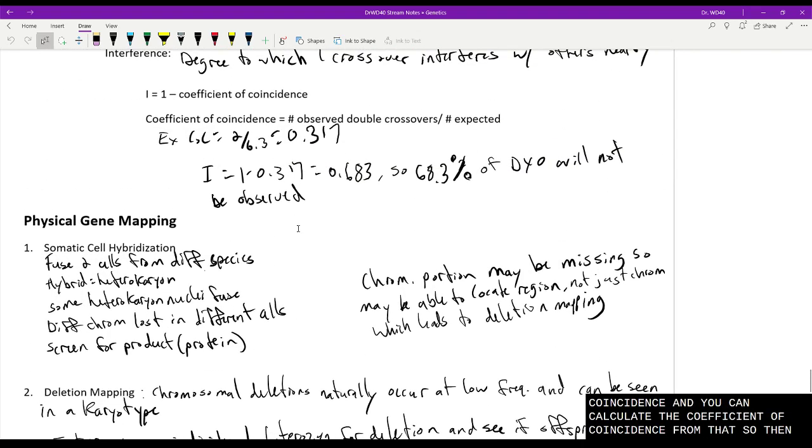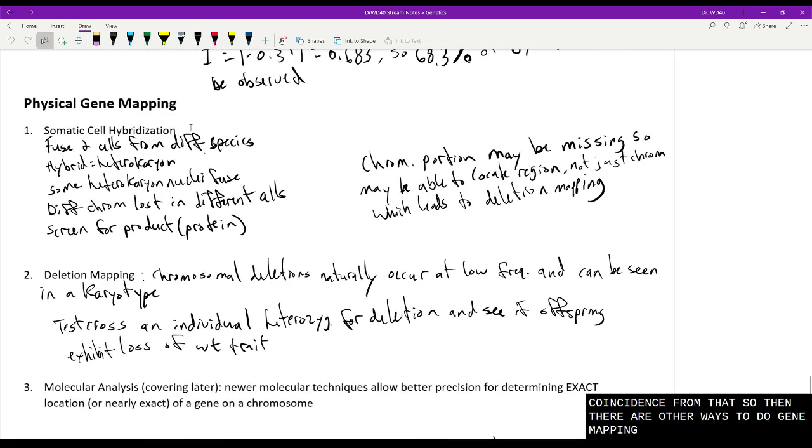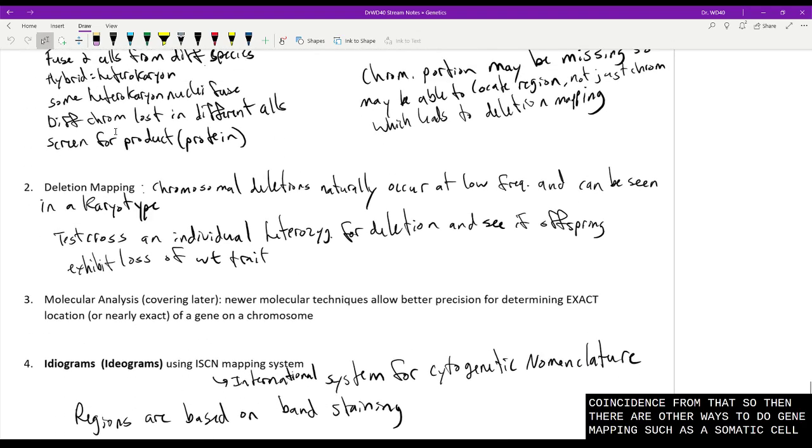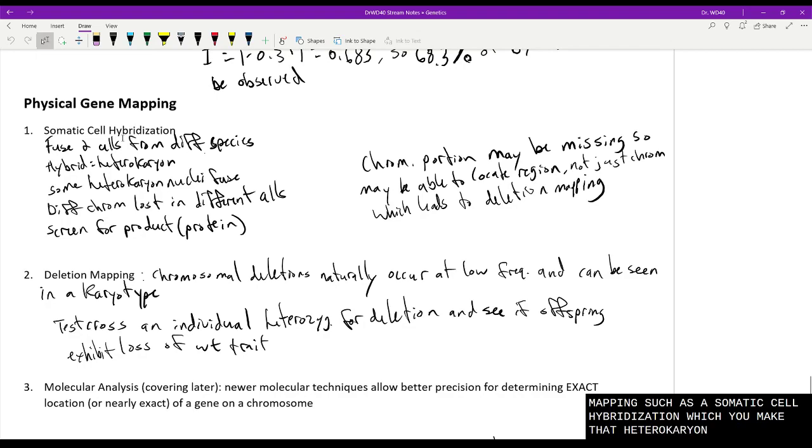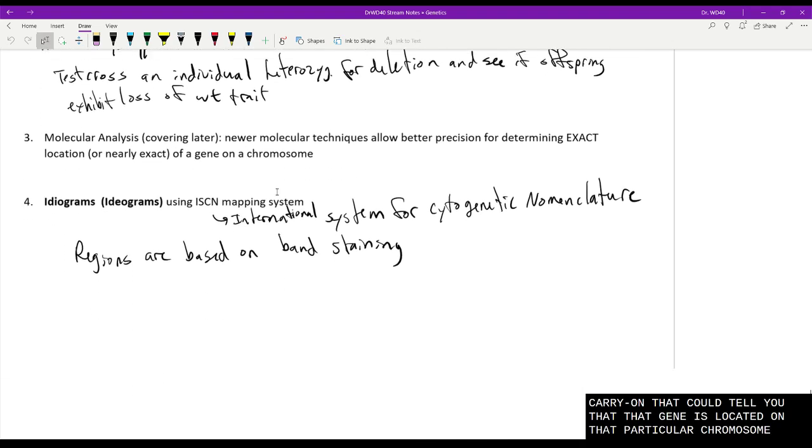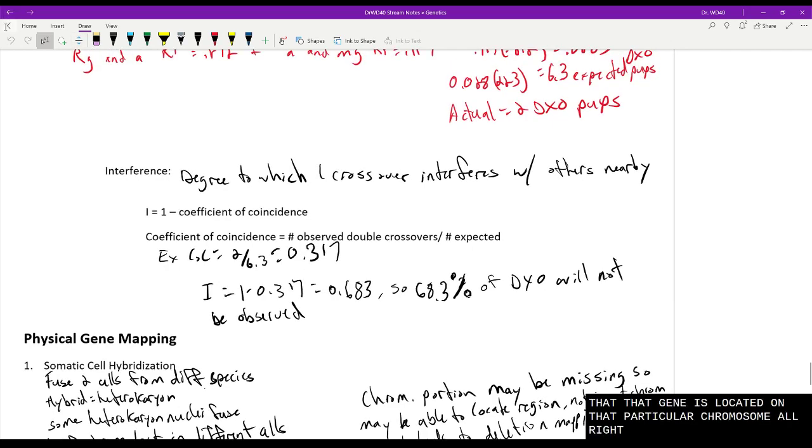So then there are also other ways to do gene mapping, such as somatic cell hybridization, in which you make that heterokaryon, a hybrid from the two cells. Some chromosomes get selected and some don't. So if the enzyme is no longer present and that chromosome isn't present in that new heterokaryon, that could tell you that that gene is located on that particular chromosome. All right, so that is genetic mapping.